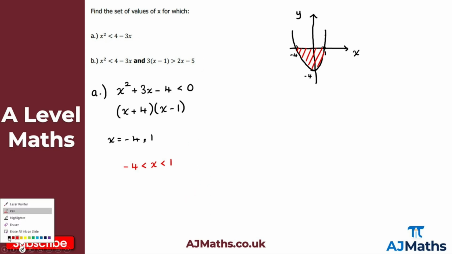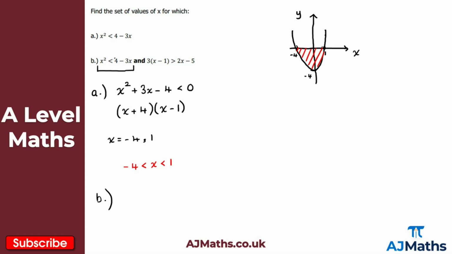Let's have a look at part B now. So for B here, it says we need to find the set of values of x for which. So notice we've got the quadratic inequality from part A. So that's part A there. But then we've got this extra inequality here. Now this is a linear inequality, so it shouldn't be too bad. So let's solve that to begin with.